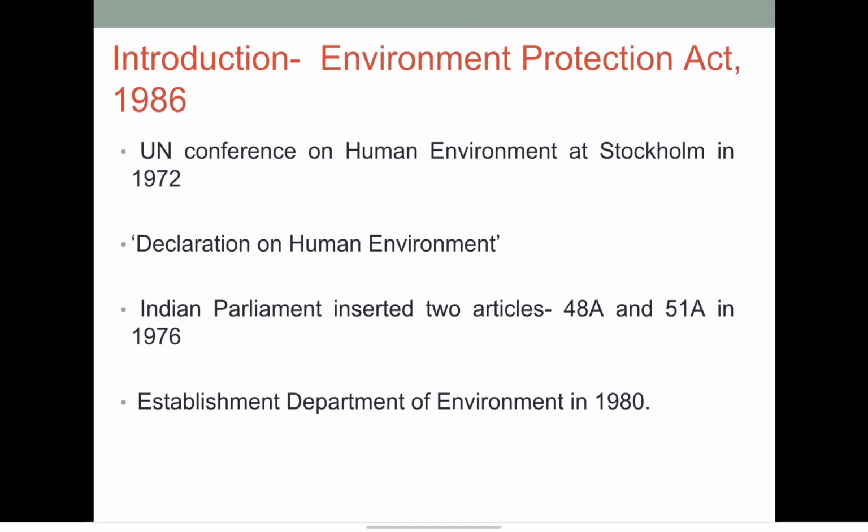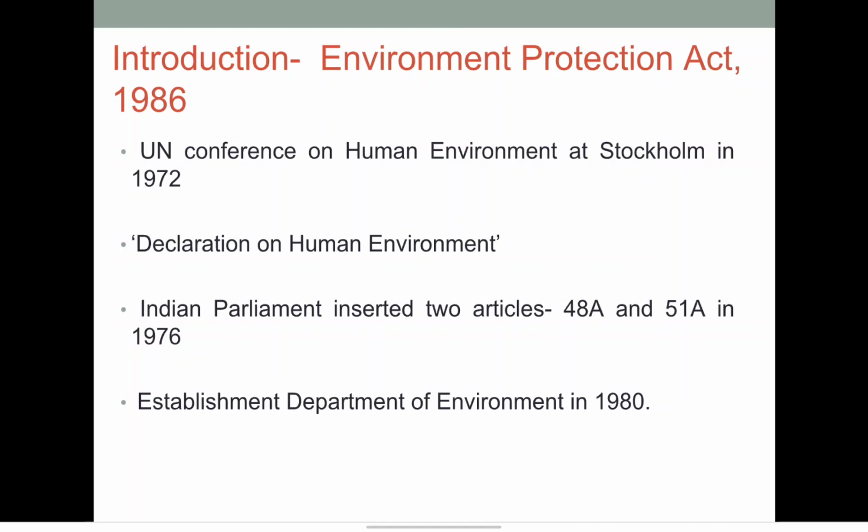Now let us look at, after this conference in 1972, Indian Parliament inserted 2 articles, Article 48A and Article 51A in the year 1976. What is this Article 48A? This Article 48A states that the state shall endeavor to protect and improve the environment, to safeguard forest and wildlife of the country. So that means it is the responsibility of the state to protect and improve the environment, to safeguard the forest and wildlife of the country. Okay, so it places the responsibility on the state.